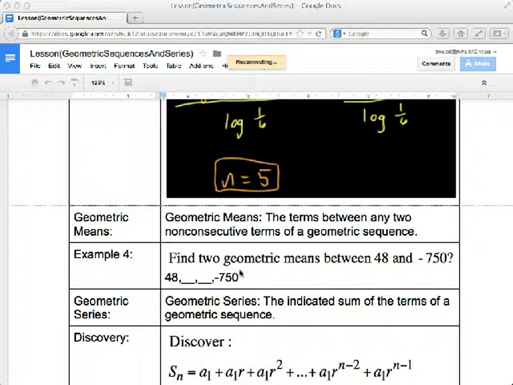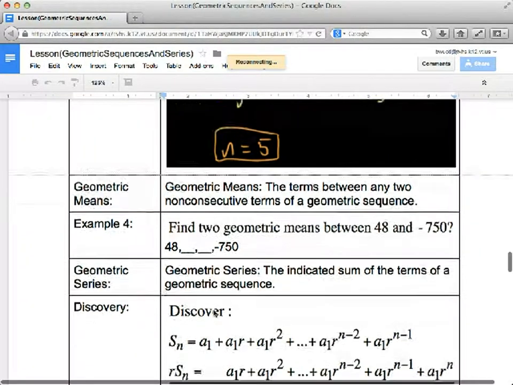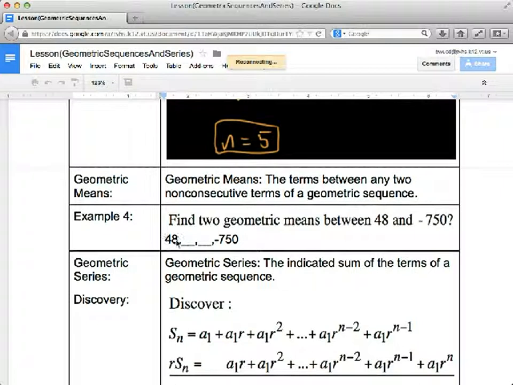So how could I find these two geometric means now that that's not working? Well, what do I know? Let's label the variables that I do know. I know a sub 1. I know a sub 4, because I'm looking for two geometric means, so that's the fourth term in this list. And because I know it's a sub 4, I also know what n is. n is equal to 4.